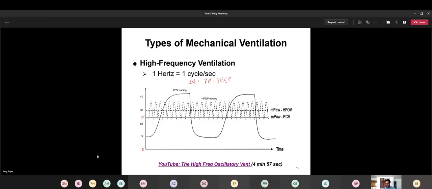Mean pressure about 25 in that example. But notice that with the high frequency, that's like our baseline. And we go from about 25 to a little bit more than 35, almost heading toward 40, and we just go back and forth from there, which means that overall your mean airway pressure, and this is under your control, you set the mean PAW in high frequency ventilation. So that's set at about 30 here.